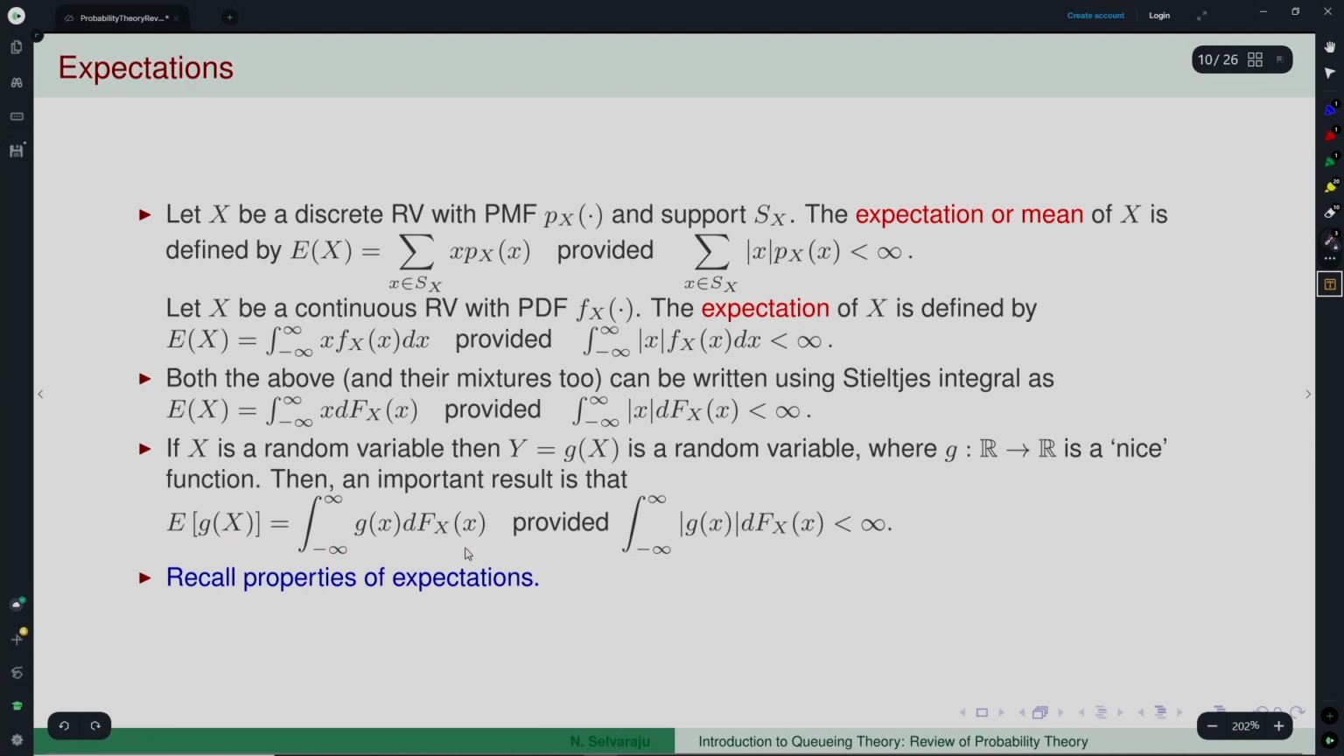This is an important result, because otherwise what would you require? You would require a function g, then call it Y, obtain its distribution function, and apply this definition. But rather you can directly apply this. For example, the expectation of g of X in the discrete case would be the summation of g of x times p of x. That is how it will look when you write it in this form.